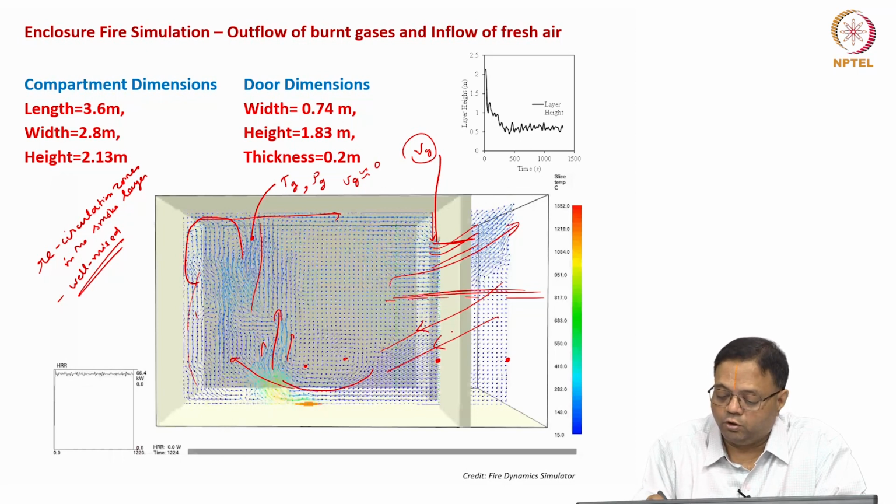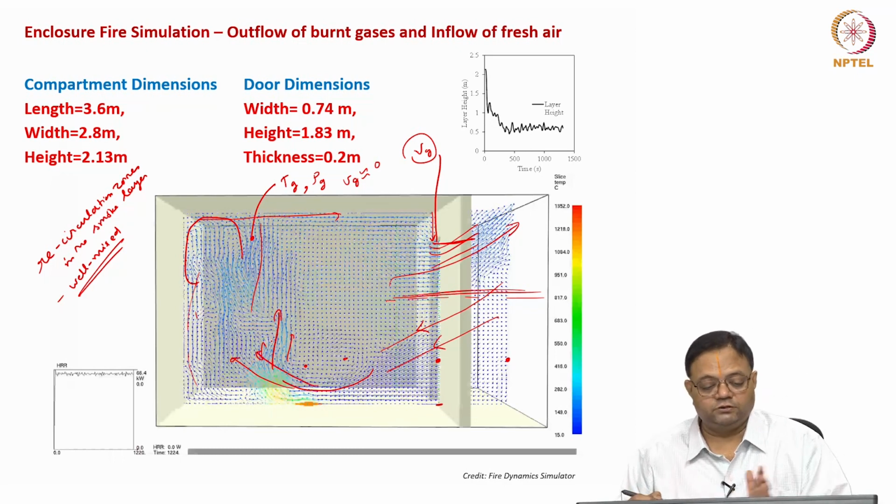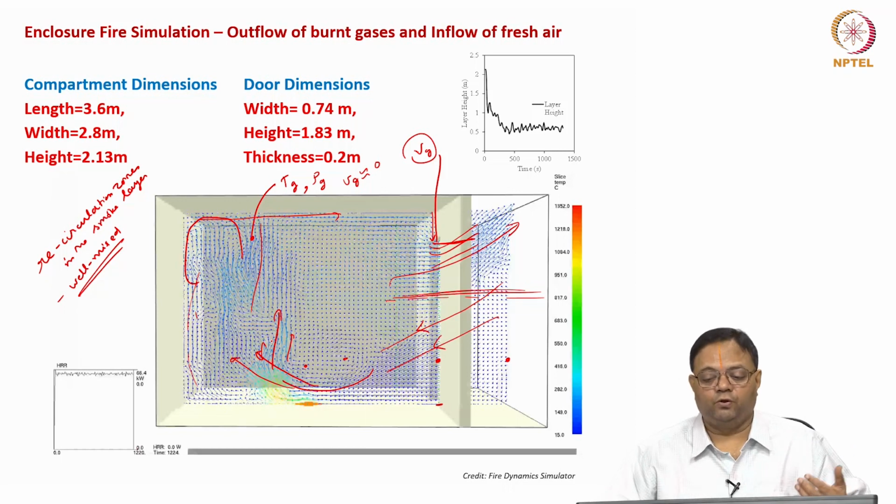And here, as I told you, a neutral plane is also formed somewhere here, so that below the neutral plane there is entrainment, above the neutral plane the flow goes out, and because of the opening extending to the ground, you can see a strong entrainment occurs and the fire itself is tilted towards the left corner. This is one of the scenarios.